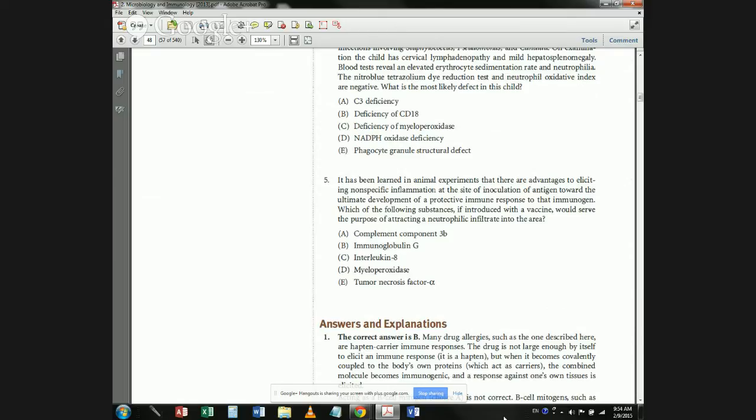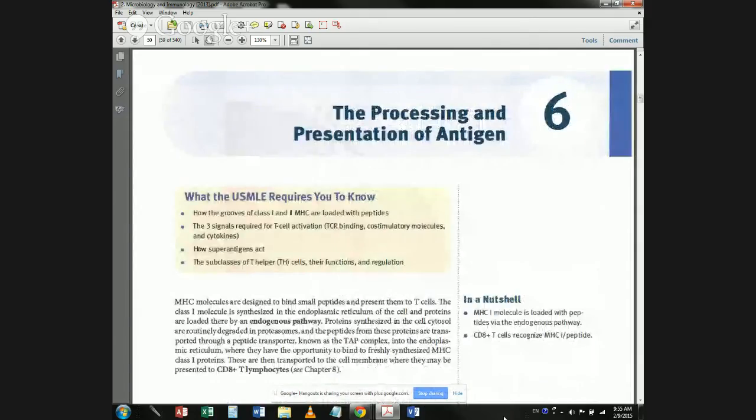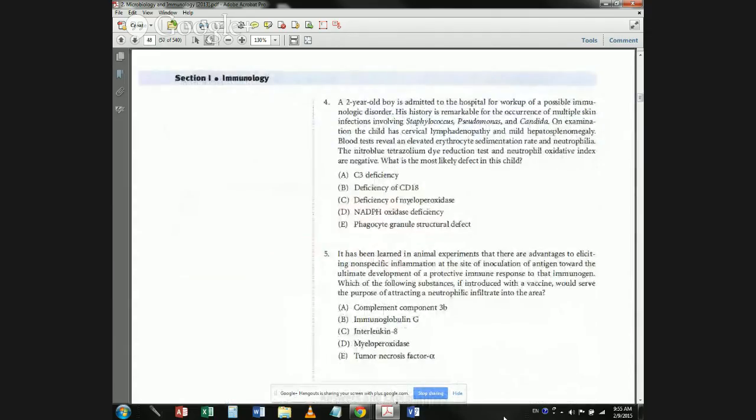Well, I would start with IL-8, especially C5a. C5a, I think, should do it. But let's see, what else? There's also N-formyl peptides. Let's see what we have here. Complement component 3B, immunoglobulin G, interleukin 8, there it is, myeloperoxidase, and tumor necrosis factor alpha. TNF alpha is very general. Myeloperoxidase won't do it. Immunoglobulin G is very general. Complement component 3B, same thing as immunoglobulin G. So I'll just say C. Let's see.